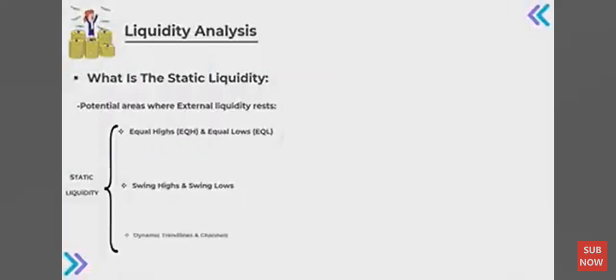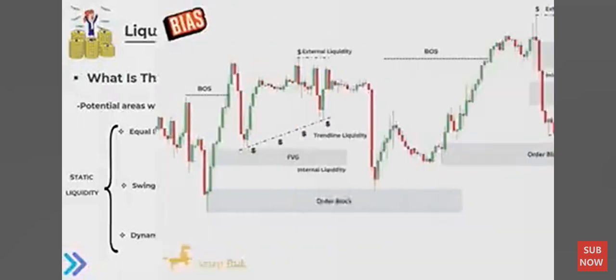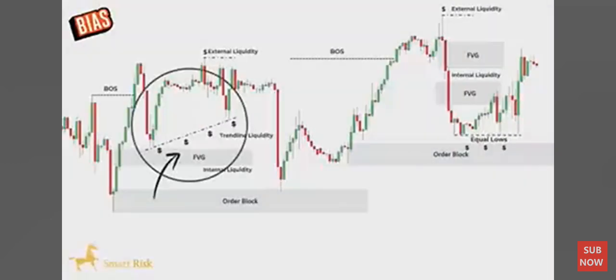Dynamic trend lines and channels. Trend lines and price channels also attract liquidity. When price approaches the outer bounds of a dynamic trend line or channel, liquidity is often found just below or above these boundaries.